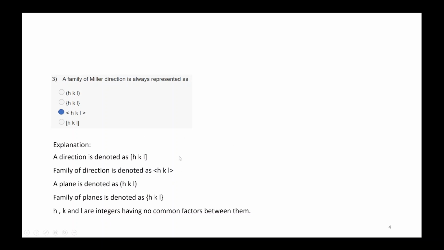A family of Miller directions is always represented with triangular brackets. So these are conventions for Miller indices, family of planes and family of directions, these all.